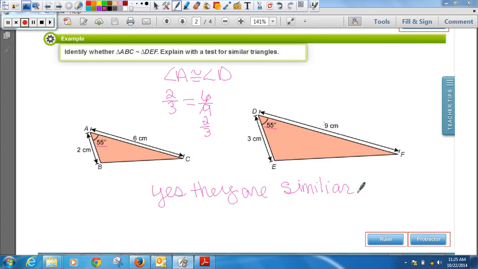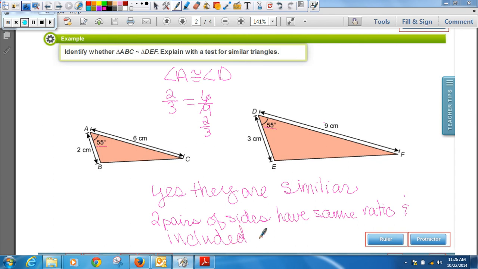And it says, which test did we use? And we used the test that there are two pairs of sides have the same ratio and included angles are congruent.